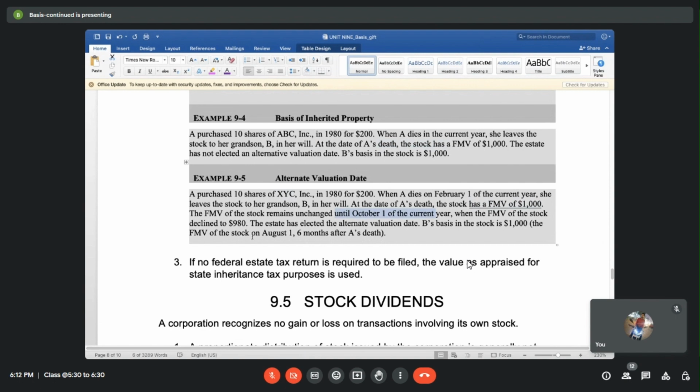So A dies on February 1. So 6 months from then it will be July, and it says that the stock remains unchanged until October 1. Therefore, the basis will be $1000 since FMV was $1000. Correct. So after 6 months, it is still the same FMV. So either we go with the date of death or we go with the alternate valuation date, which is going to be 6 months after the date of death.